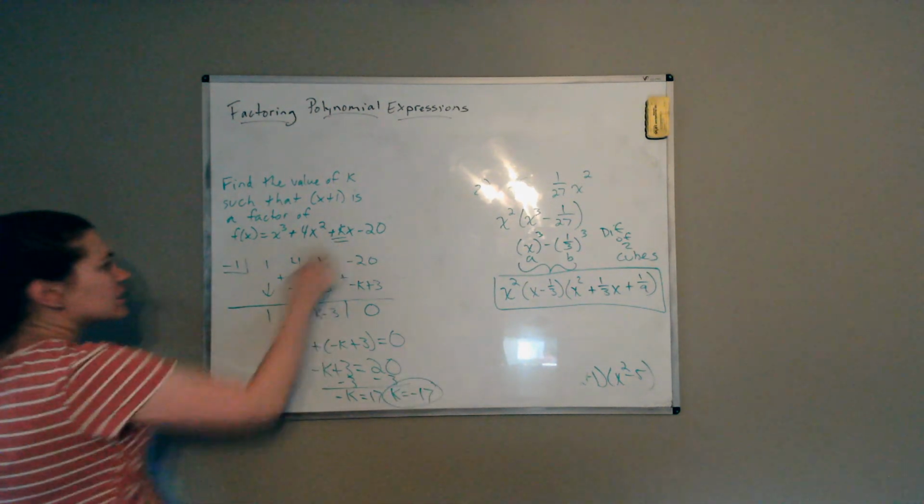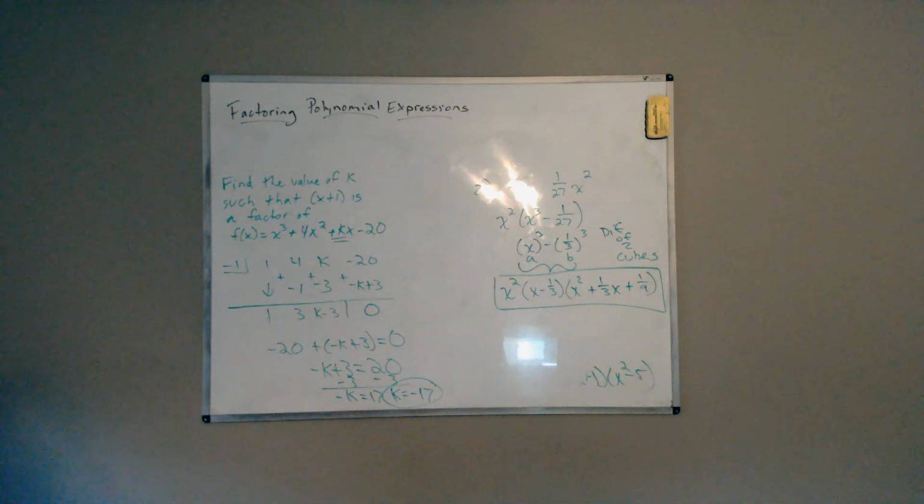So what does k need to be? K needs to be negative 17 in order for x plus 1 to be a factor of x to the third plus 4x squared plus kx minus 20.